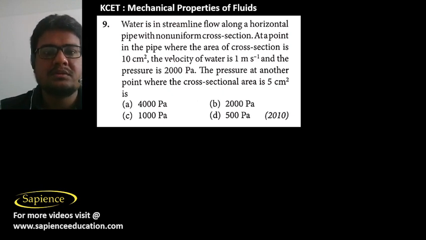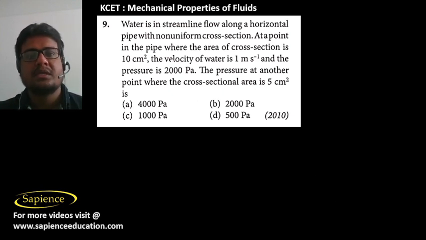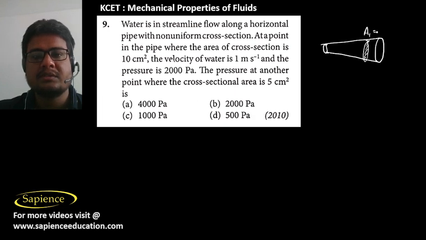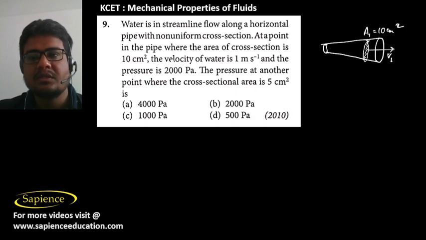It is told that water is in streamline flow along a horizontal pipe with non-uniform cross section. At a point in the pipe where the area of cross section is 10 centimeter square, here the area A1 is 10 centimeter square, the velocity of the water V1 is 1 meter per second, and the pressure P1 is 2000 Pascal.